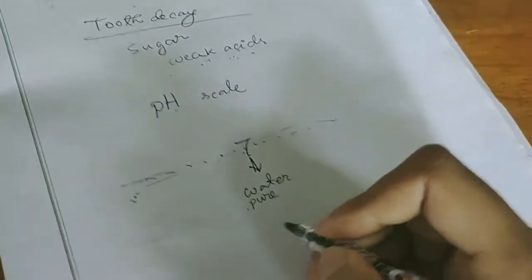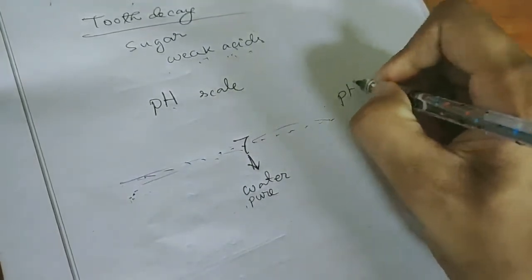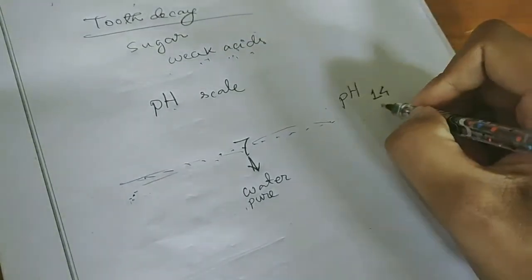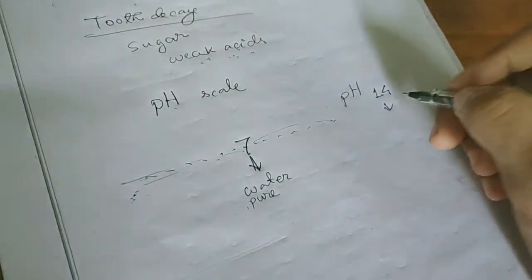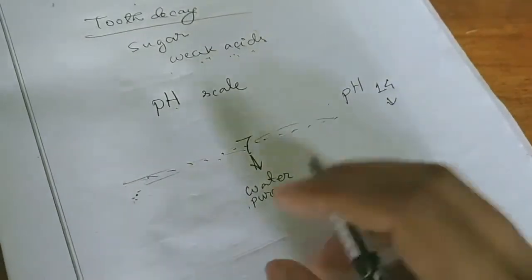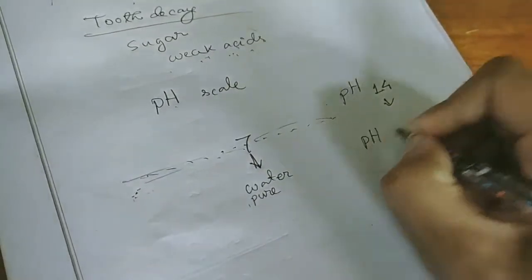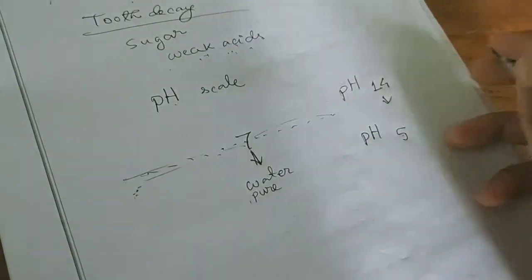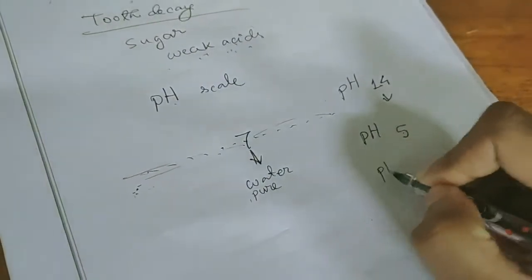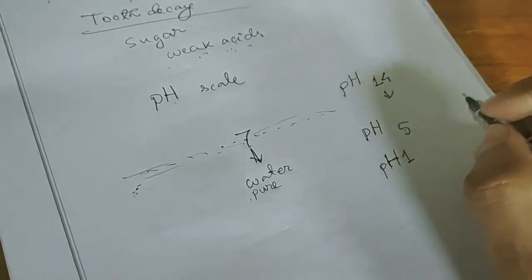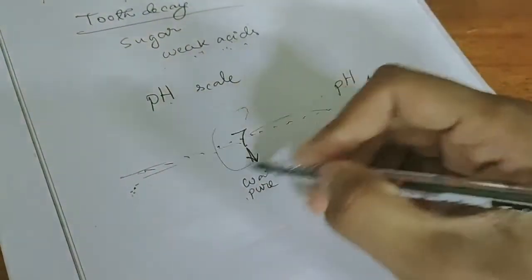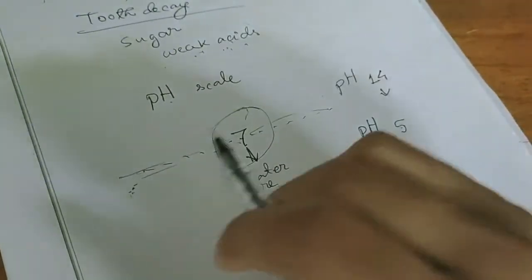So if a substance has pH 14, then we will know that it is a base, and pH 14 is strongly basic. If a substance has pH 5, then we will know that it is an acid because it is below 7, and pH 1 is called very strongly acidic. pH 7 you can call neutral.